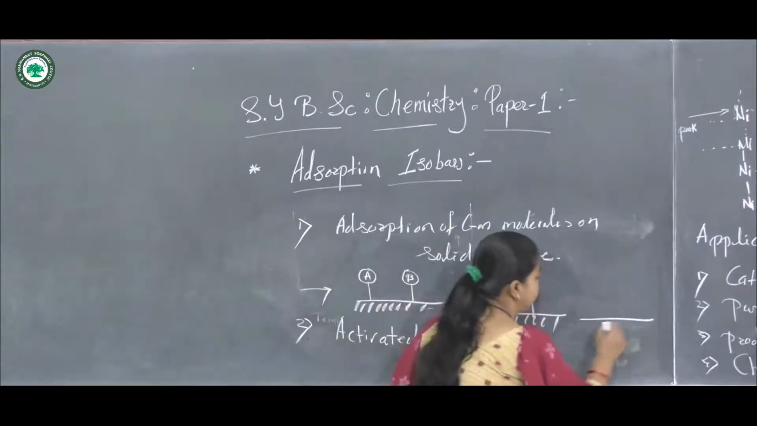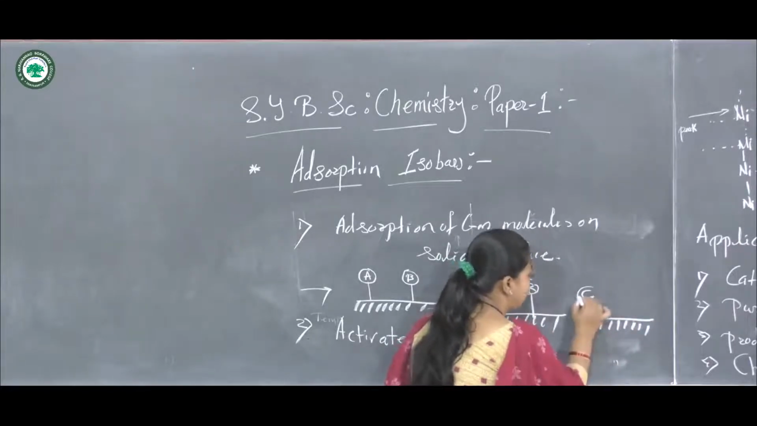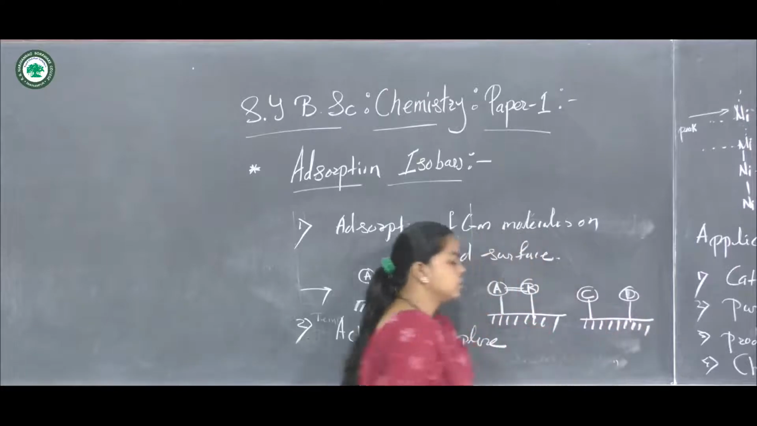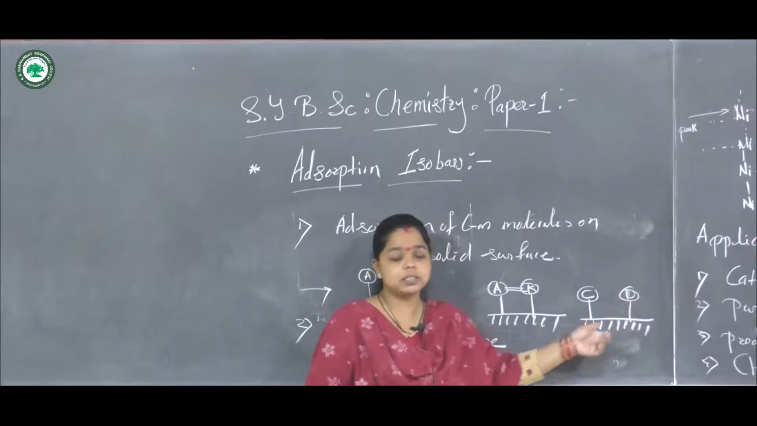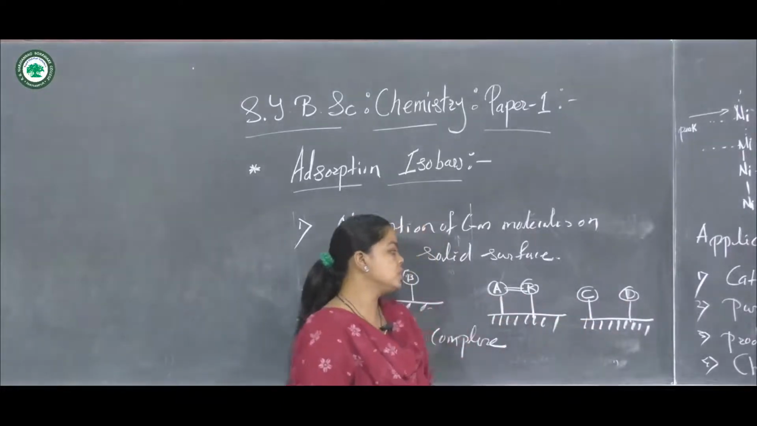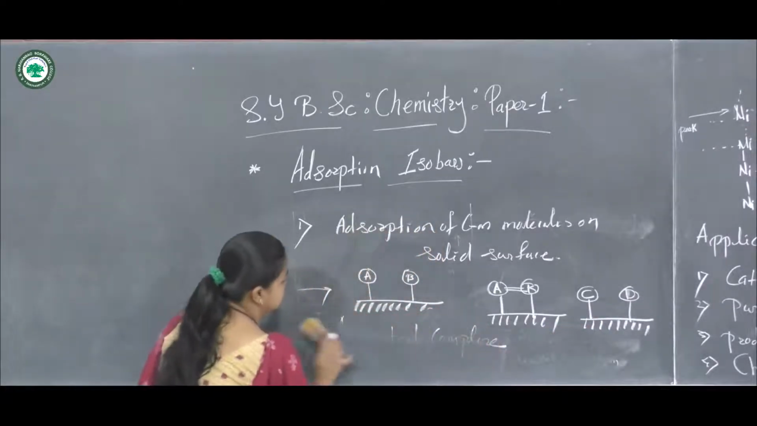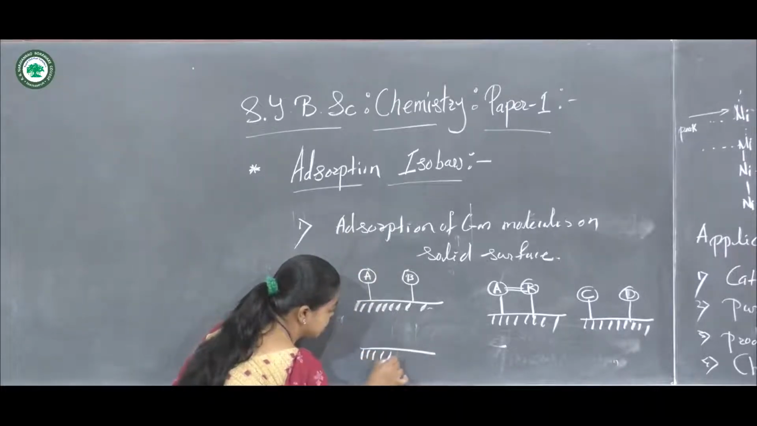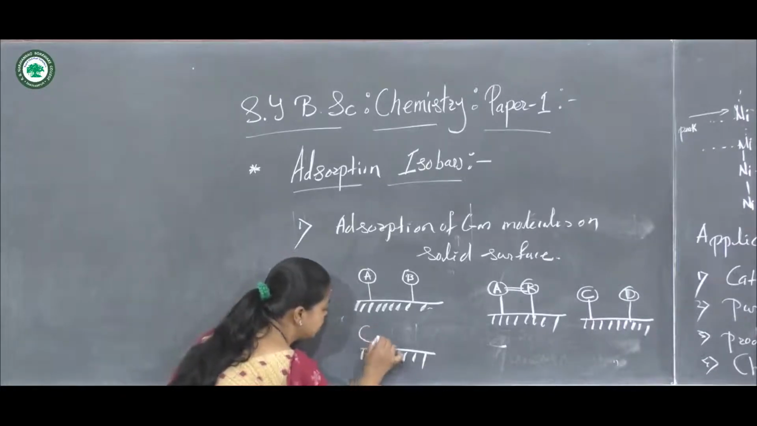Now in the third step, the products are formed, that is, the reaction goes to completion and the products C and D are formed from A and B. This is the third step. The product is formed, and in the last step, desorption of the product molecules from the solid surface takes place.